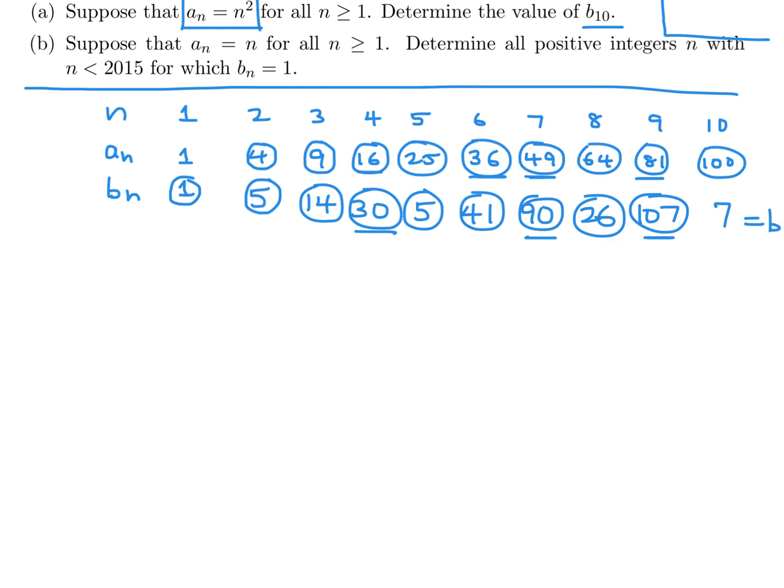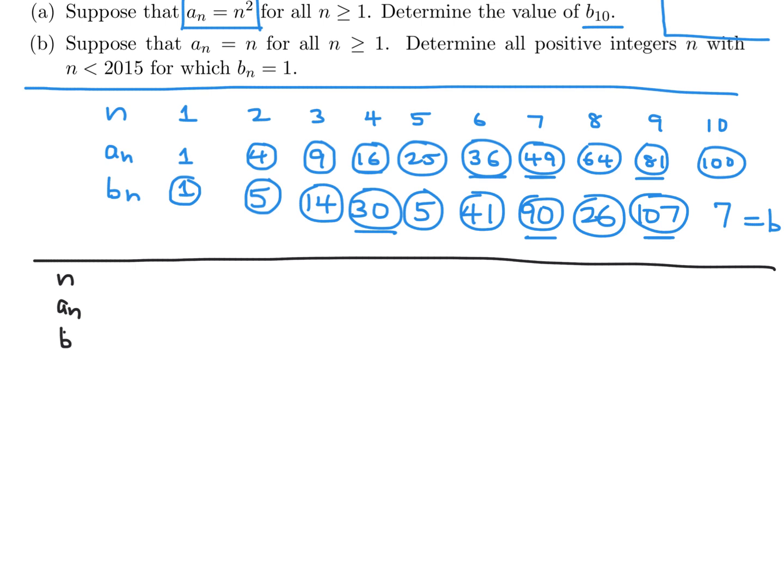Suppose that an is equal to n for all n greater than or equal to 1. Determine all positive integers n with n less than 2015 for which bn is equal to 1. Same type of story here. We've got to make a list n, an, bn, and try to figure this out. This time we are trying to find any time that bn is equal to 1, and then find all the values of n for which bn is 1.